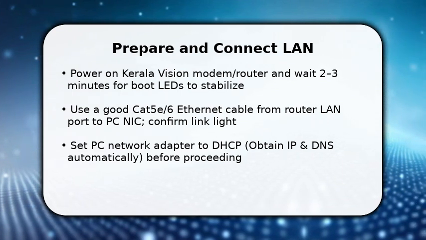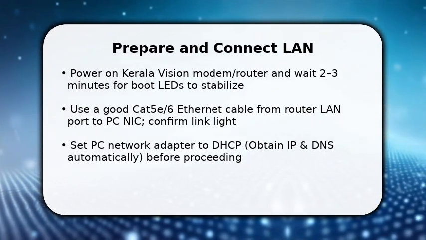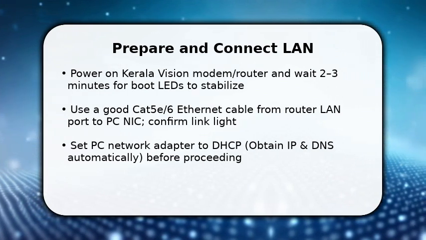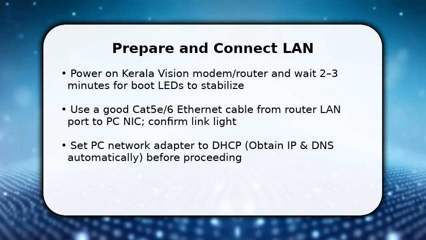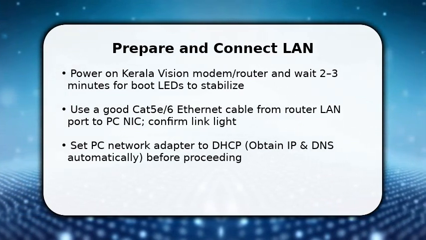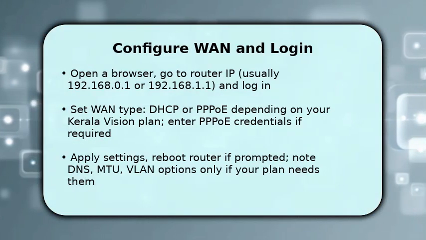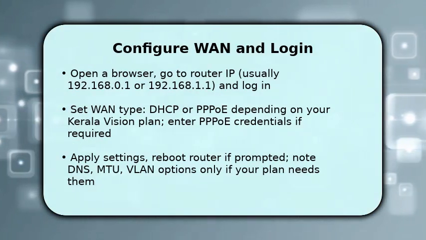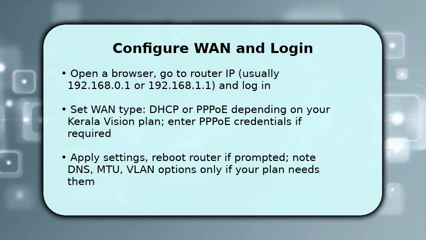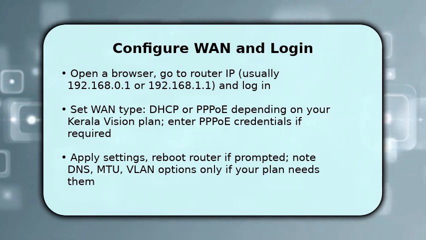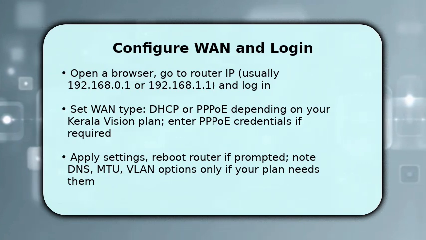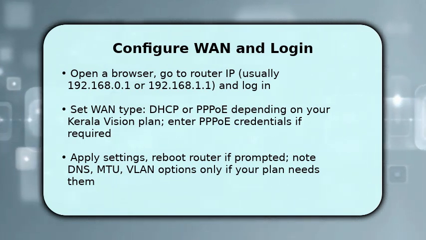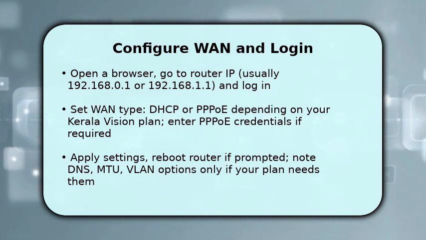Next, make sure your PC's Ethernet adapter is set to obtain IP and DNS automatically, so the router can hand out a usable address, and you can continue configuration quickly. You now access the router's admin page, type the local IP, commonly 192.168.0.1 or 192.168.1.1 into a browser and sign in with the admin credentials.